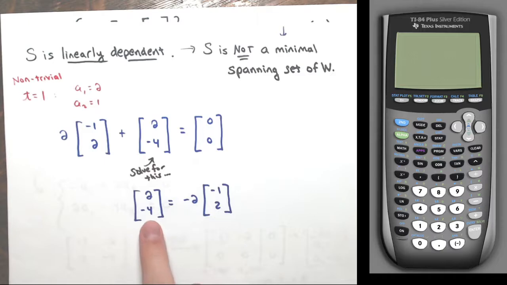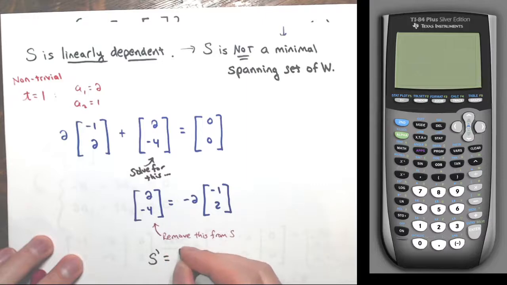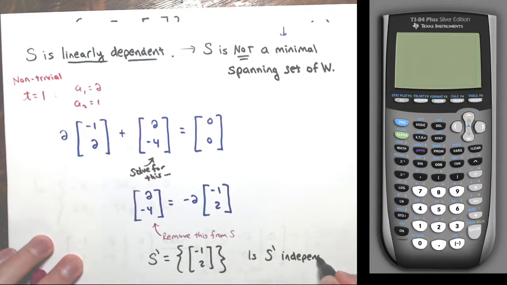All right, so that means I don't need this, right? When I'm looking at the set S, any linear combination of these two will just be a scalar multiple of this one. I can remove this from S. And that gives me, again, a new set, I'll call it S prime. It'll be this negative 1, 2. And then I start over and I ask, is S prime independent? And this time the answer is yes.